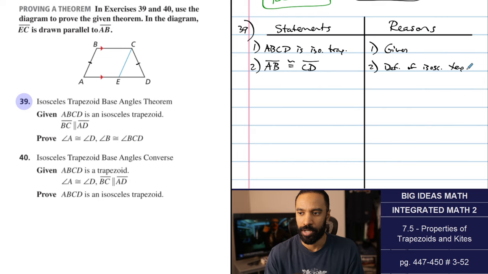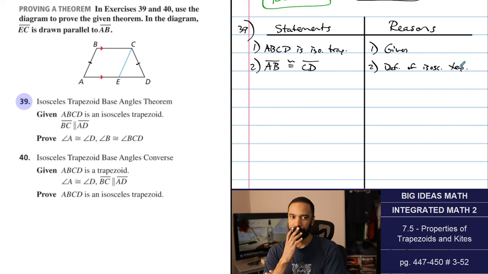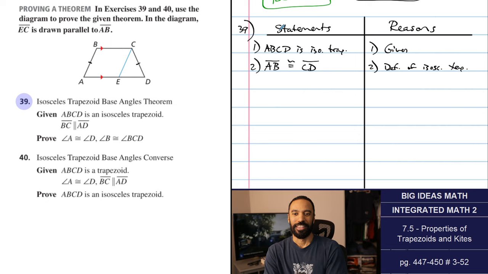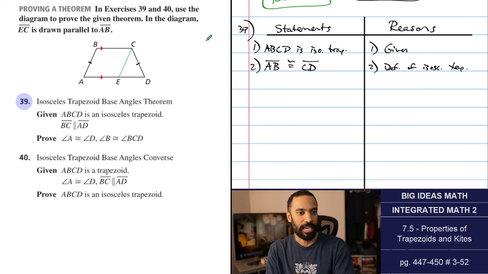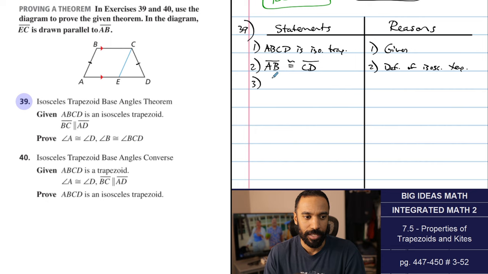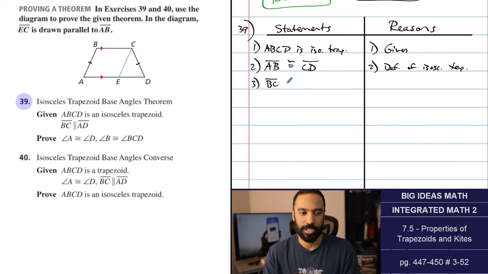Now, we can't say that the angles are congruent by definition of isosceles trapezoid, because that's a property. It's not the definition. This one's the definition here. All right, these ones are also parallel here. BC, the given, well, there are a couple of them. So, BC is parallel to AD, given.